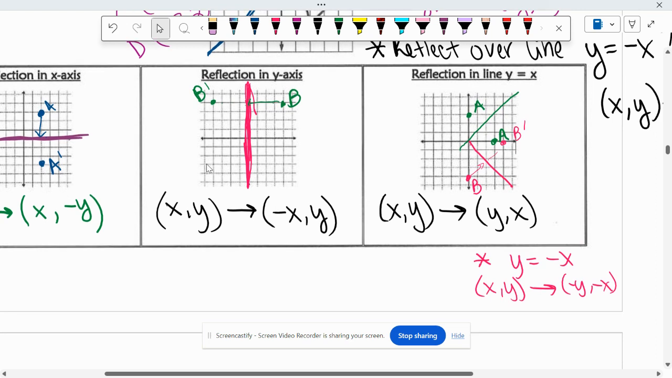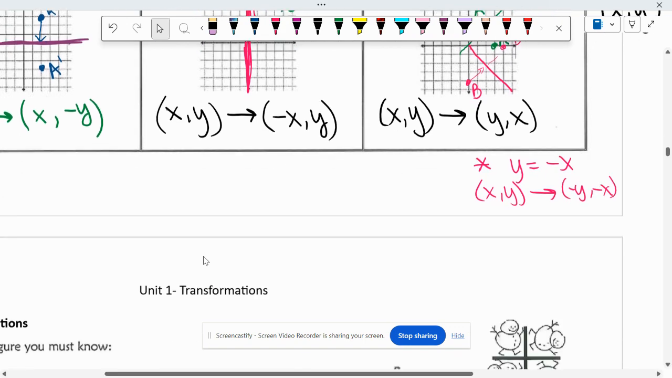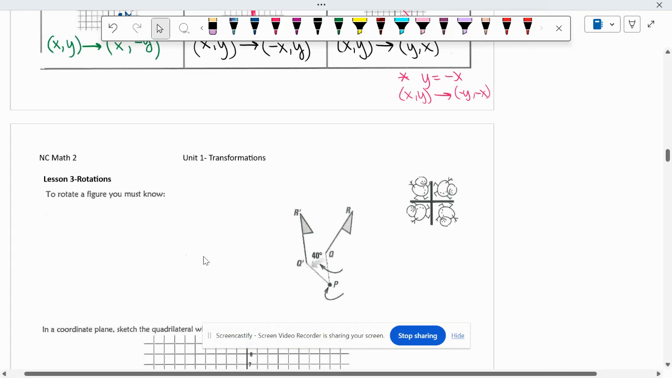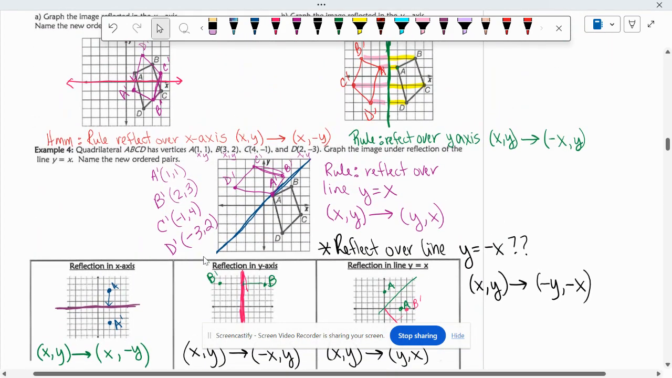So that's it for your reflections. That's your whole lesson on reflections. Your homework for today is lesson 2, homework reflections. There are a total of 12 questions. It's the next 2 pages in your note packet. Lesson 2, homework reflections.